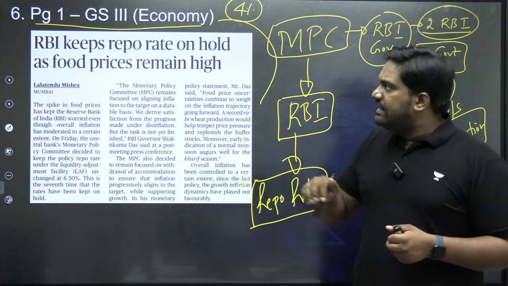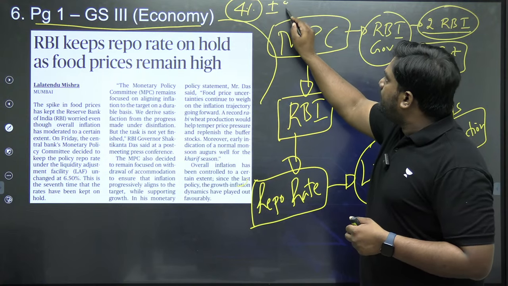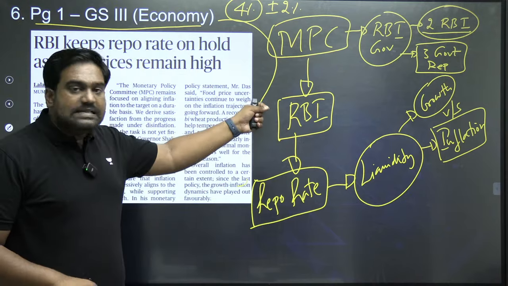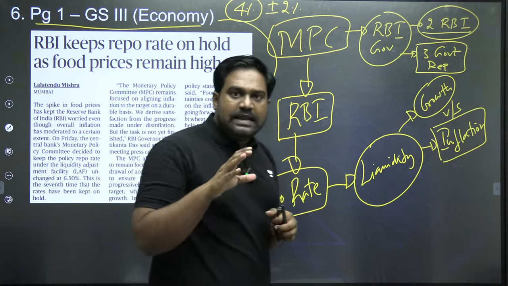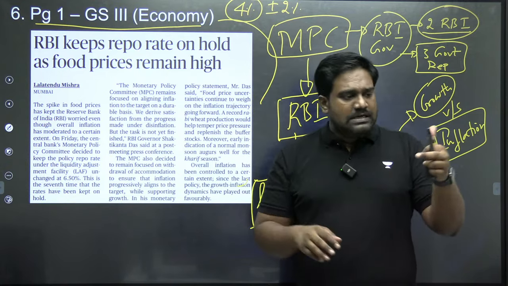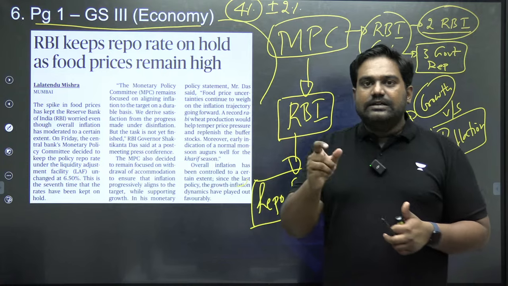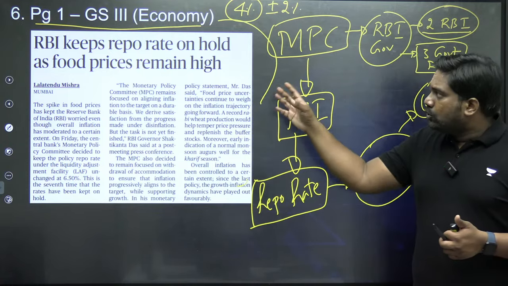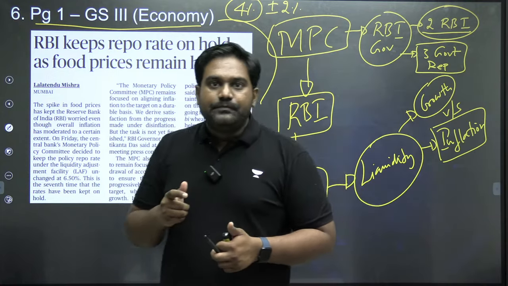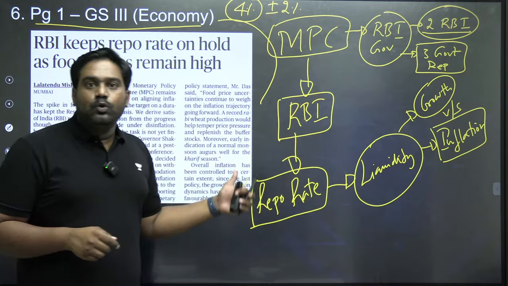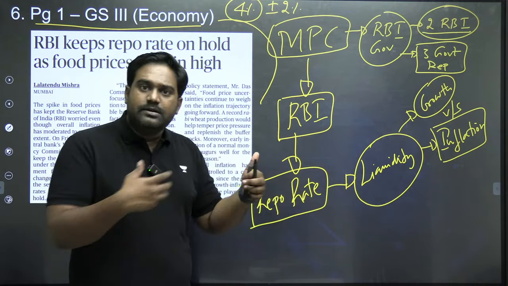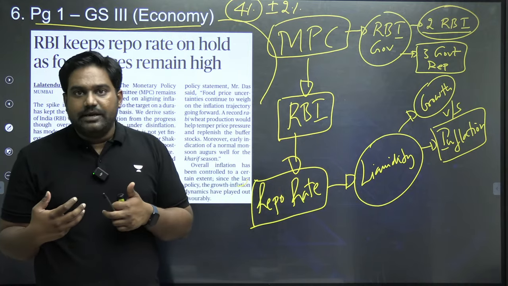But there is a flexibility given as well, with a range of plus or minus 2%. So basically, the job of MPC of RBI is to keep India's inflation between 2% to 6%. 2% being the minimum, 6% being the maximum, and ideal target being 4%. So to achieve this inflation level, the MPC alters the repo rate. It's the primary monetary tool available to contain liquidity, to either introduce liquidity or to absorb excess liquidity.